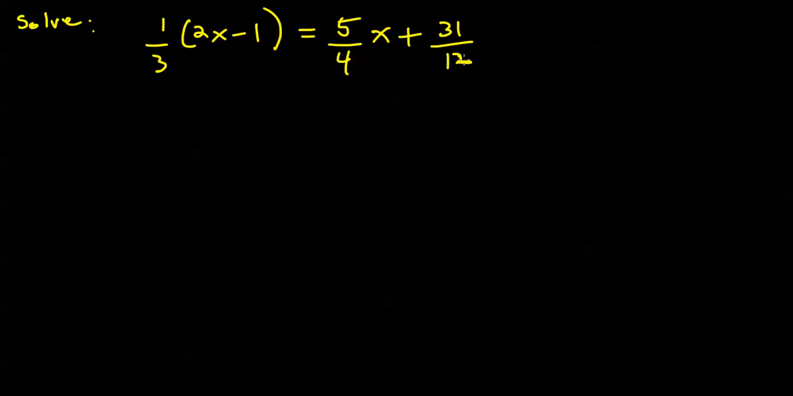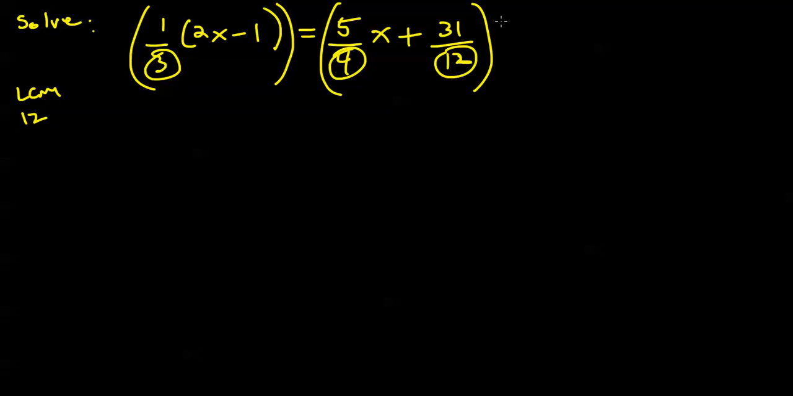What I'm going to do here is multiply both sides by the least common multiple of all these fractions. And of course, the LCM of 3 and 4 and 12 is of course 12. So I claim if I multiply all sides, on both sides, all terms by positive 12, all these fractions will go away.